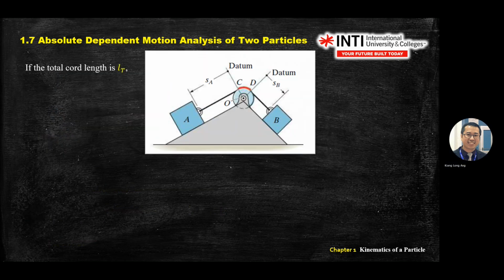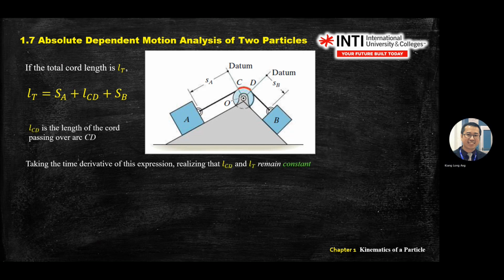Next one. How do we solve this kind of problem? We have something to refer to, which is the total length of the cord, or the total length of the rod, or the total length of the chain. So how do you calculate the total length? AC plus CD plus DB, right? So your first line of calculation, you need to write L total equal to SA plus LCD plus SB.